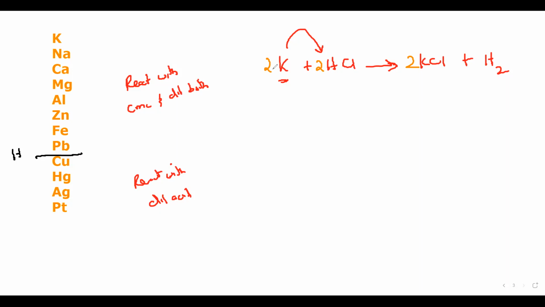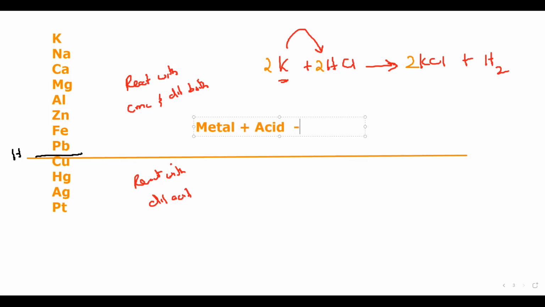So always the more reactive metal displaces the less reactive metal from its compound, and whenever an element is above hydrogen, whenever they react, what will be the result? So metal plus acid, this part we already discussed in the acid topic. So metal plus acid, what will it give? It will give salt plus hydrogen.